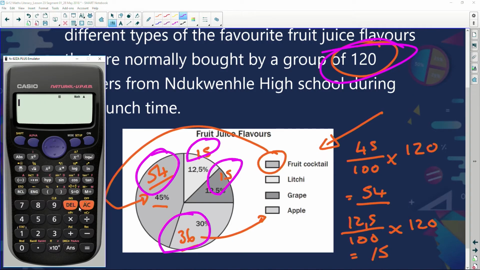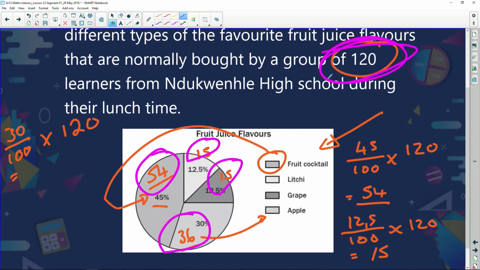So adding up, I have 15 and another 15 learners, and then I have 36 learners and finally 54 learners, and voila, my answer is 120, which is a good thing because I started with 120 learners.